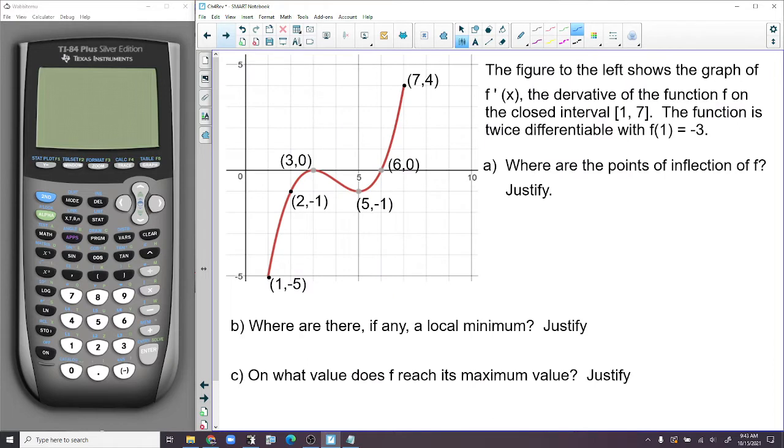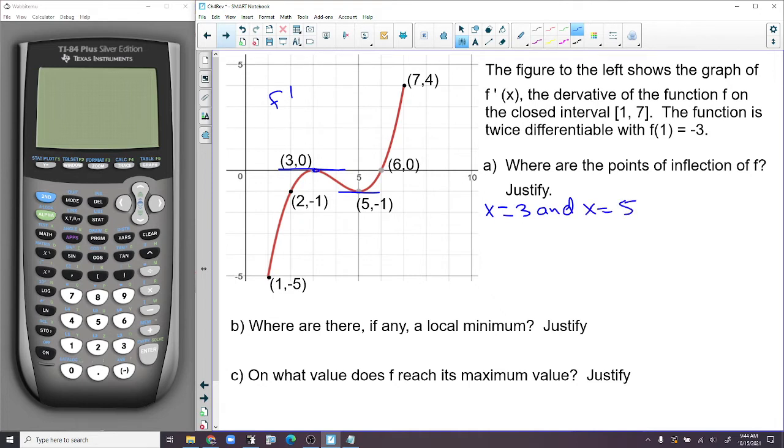The figure to the left shows the graph of f prime of x, the derivative of the function f on the closed interval 1 to 7. The function is twice differentiable, and f of 1 is -3. Where are the points of inflection of f? Justify. So if this is f prime, then the points of inflection are where the second derivative is 0. So x equals 3 and x equals 5.